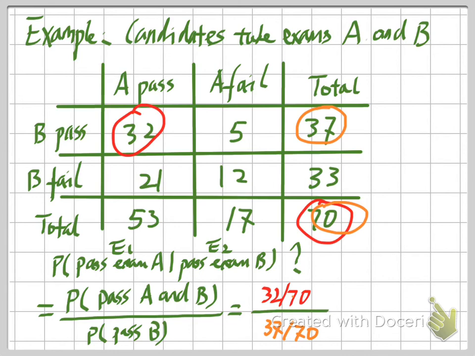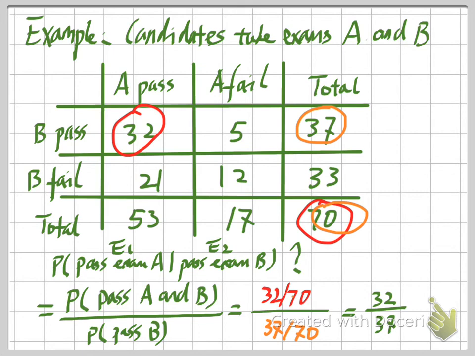And then the next thing is just to use our calculator to compute this. Here I just write down the answer. The answer will be 32 over 37. So this is our answer for this question: the probability of candidates passing exam A given candidates pass exam B.